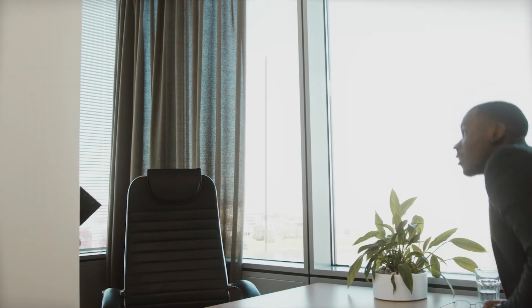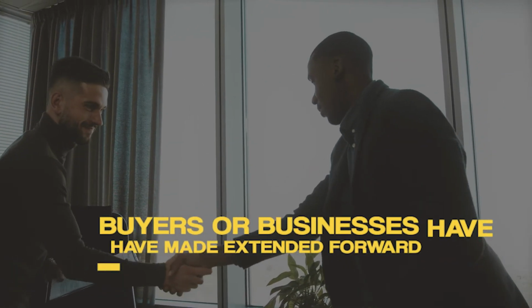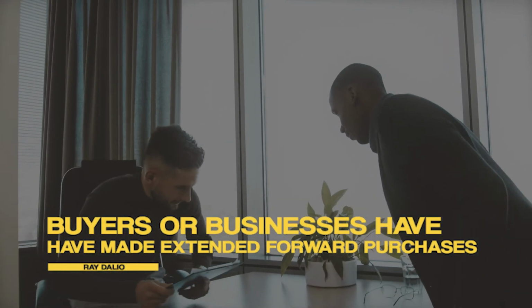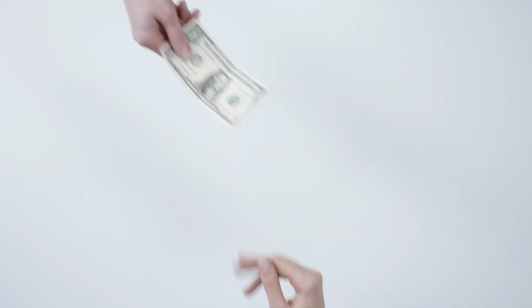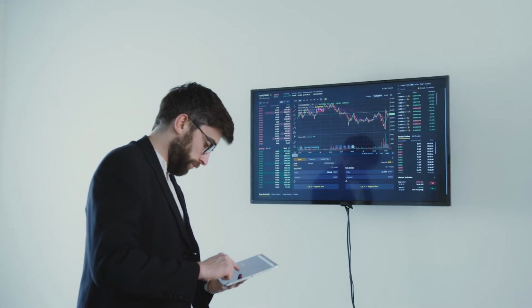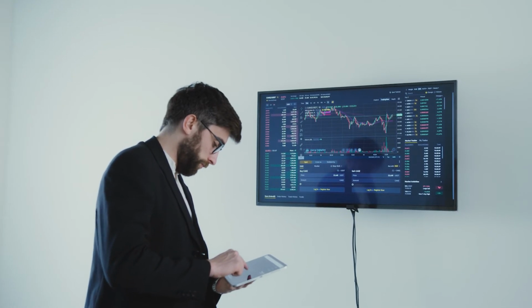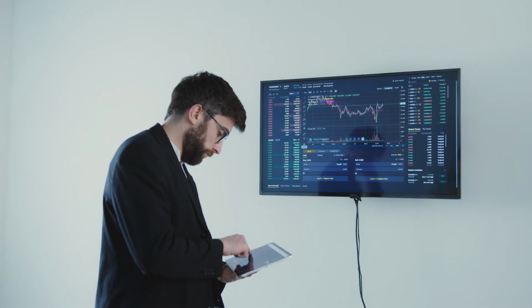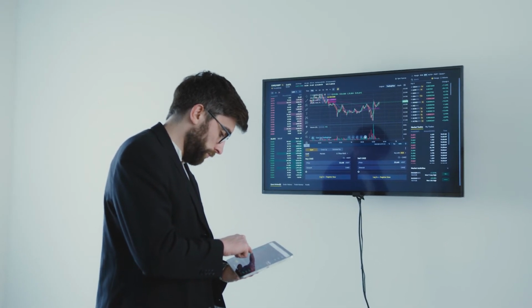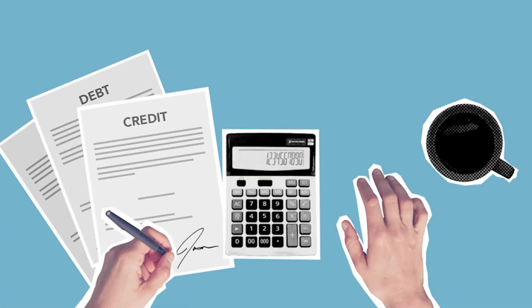And at the 6th point, buyers or businesses have made extended forward purchases. Normally, a typical person would just purchase commodities like bread, sugar, corn, or oil only when we need it. However, a forward purchase is when you purchase more of these than you would normally need because you're concerned about increasing prices. If there are apparent extended forward purchases, then more people are doing this to a further extent. This is actually a sign of investors being scared of the future economic conditions that may happen.